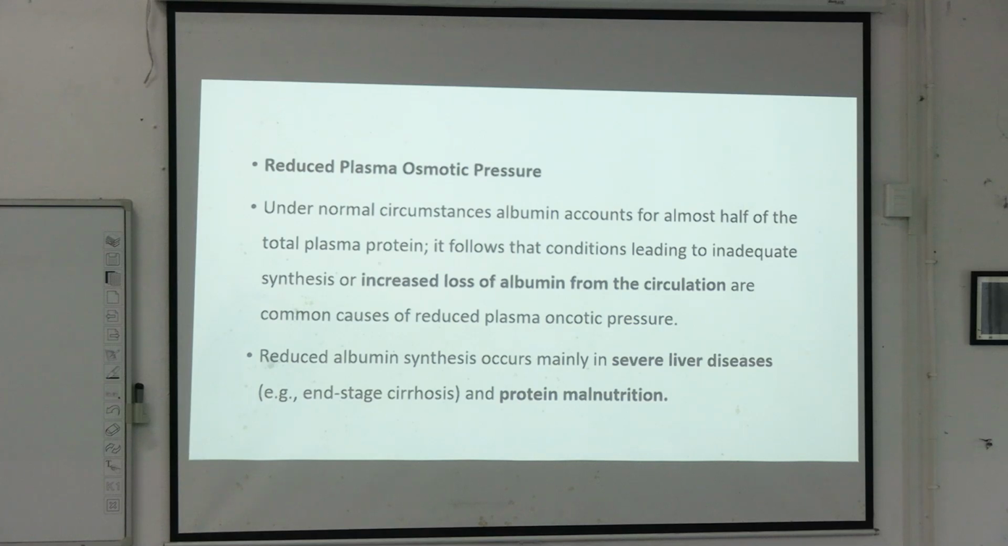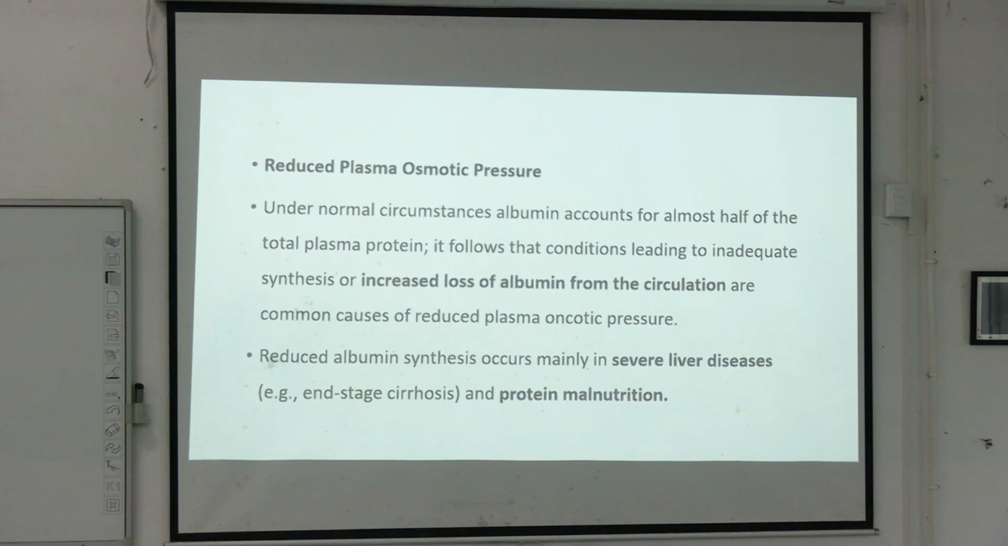And then reduced plasma osmotic pressure. These are the two important mechanisms causing edema: increased hydrostatic pressure and decreased plasma osmotic pressure. There are many other mechanisms, but these are the two main mechanisms. Under normal circumstances, albumin accounts for almost half of the total plasma protein. It follows that conditions leading to inadequate synthesis or increased loss of albumin from the circulation are common causes of reduced plasma oncotic pressure.